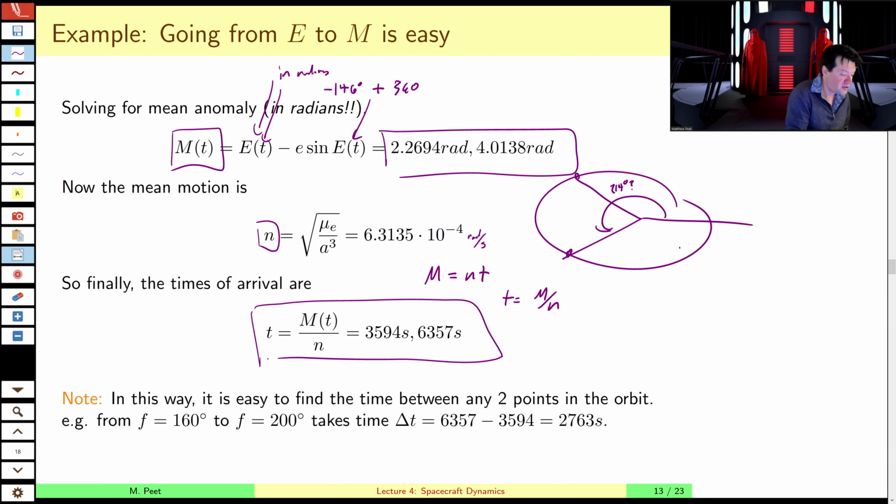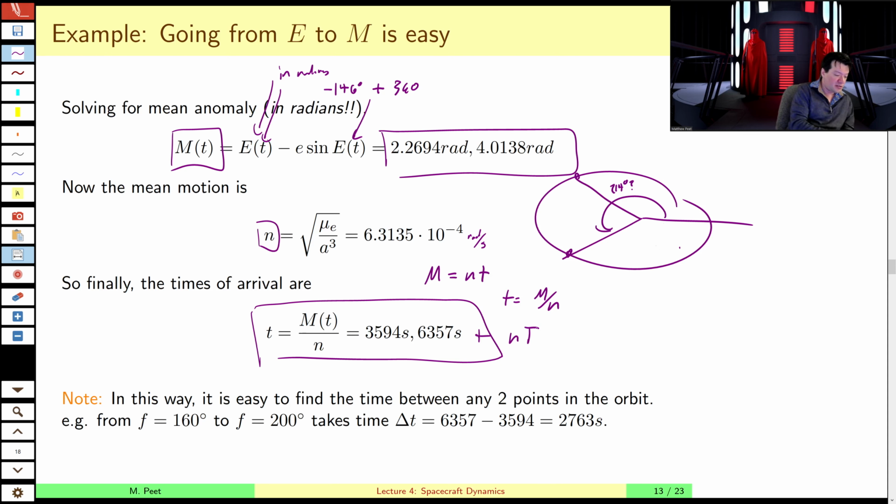And we get two values for time, 3,600 seconds and 6,400 seconds approximately. So we've now determined the two times in the orbit, future times, because we decided not to go into the past, into the history. Of course, technically, there's an infinite number of times at which this is going to happen. You could just add multiples of the period to both of these numbers. But that's just pedantic, so let's not do that.